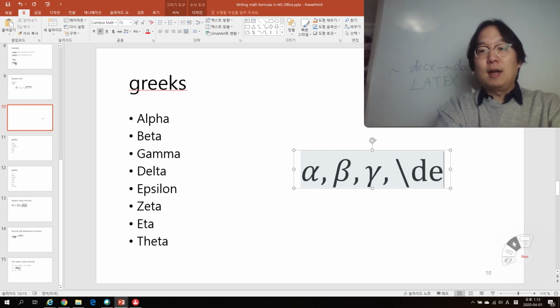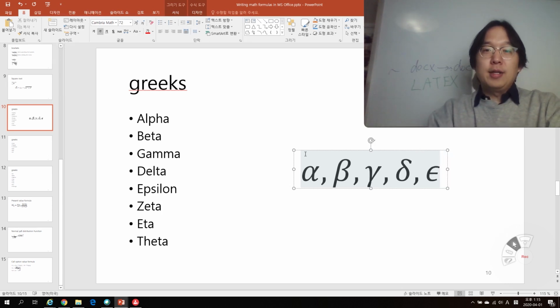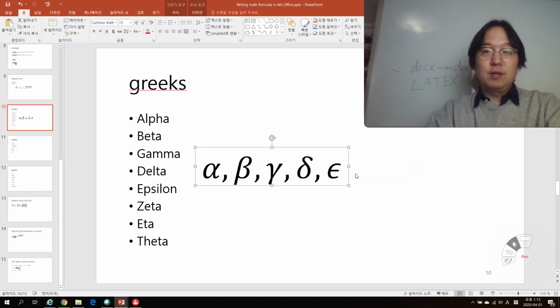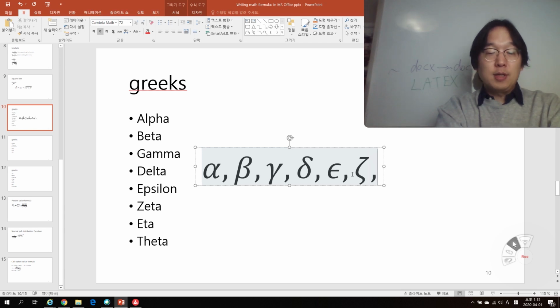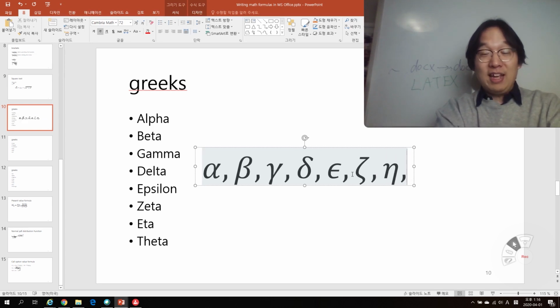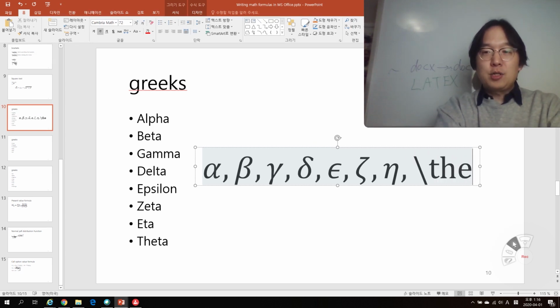backslash delta. Comma. Yeah, delta works like this. And then backslash epsilon, right? Epsilon. And then let me move this guy to here because I don't have space. Epsilon and zeta. Zeta. Okay, Riemann's zeta function, a very famous one in mathematics. But anyway, eta. What is that? Well, eta looks like n, but this is eta. Okay. And then theta, backslash theta, like this, 번디기, right?